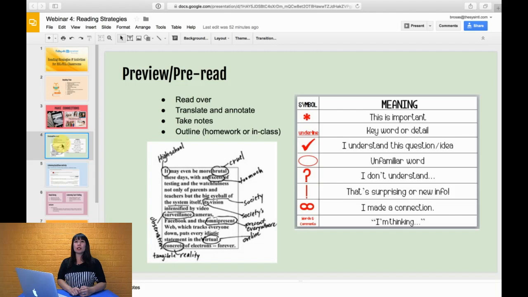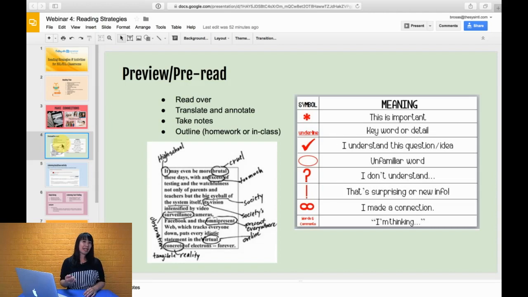We then, of course, want students to do a little bit of homework on their own. This could be in class or at home, but we want them to preview or pre-read a reading. Just like when we talked about vocabulary in the past, we talked about students previewing the list first. It's the same thing with a reading. You want students to first read it over on their own.